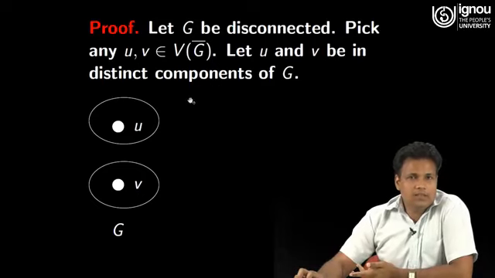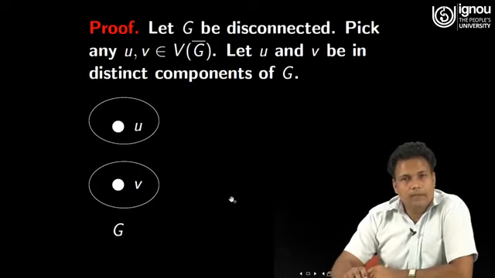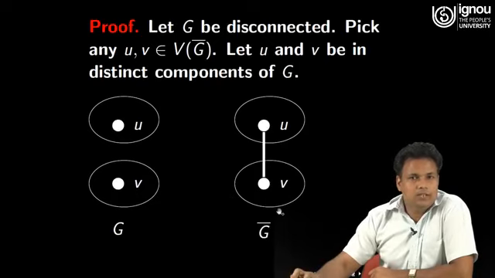First, let us consider the case when U and V lie in distinct components of G. As you can see in this picture, these are the two components of G, one contains U and another contains V. Now, it means that U and V are not adjacent in G, and hence they must be adjacent in G bar.